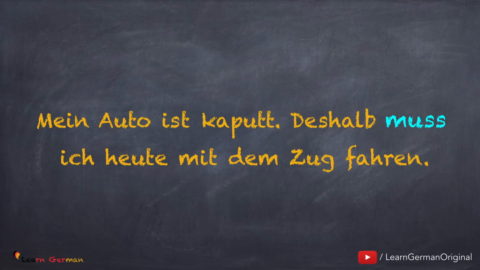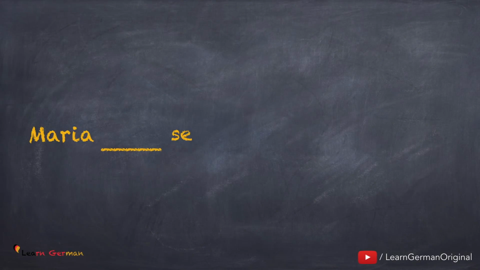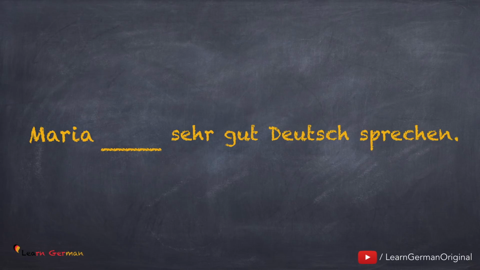I'm sure by now you have a feeling of when to use können and when to use müssen. Let's try to do another one. Yes, and your answer should be, Maria kann sehr gut Deutsch sprechen. This was a simple one.